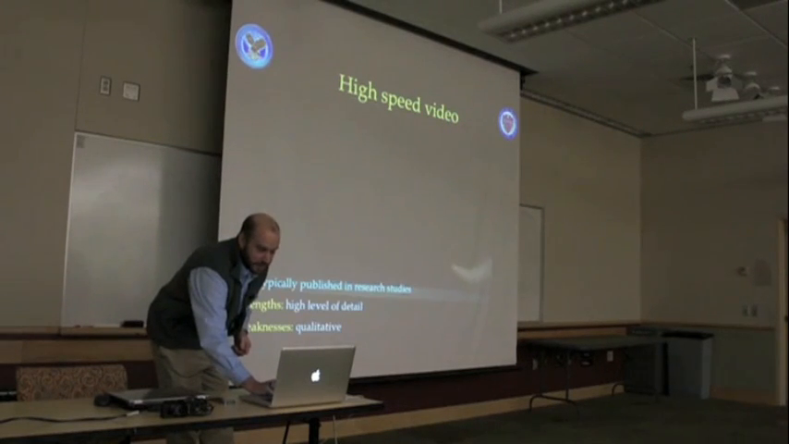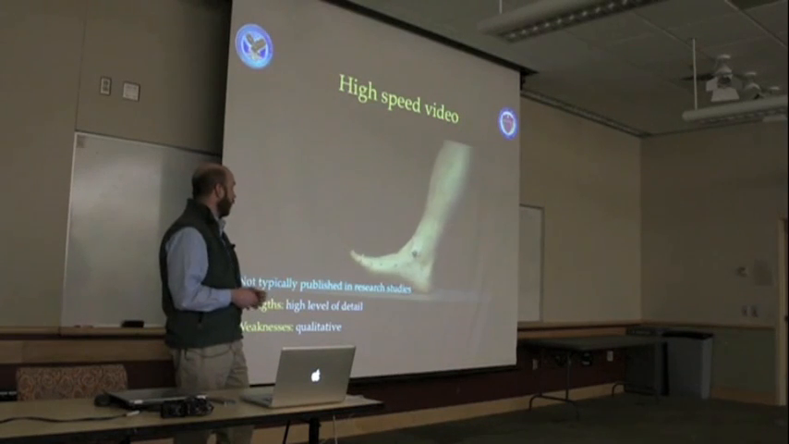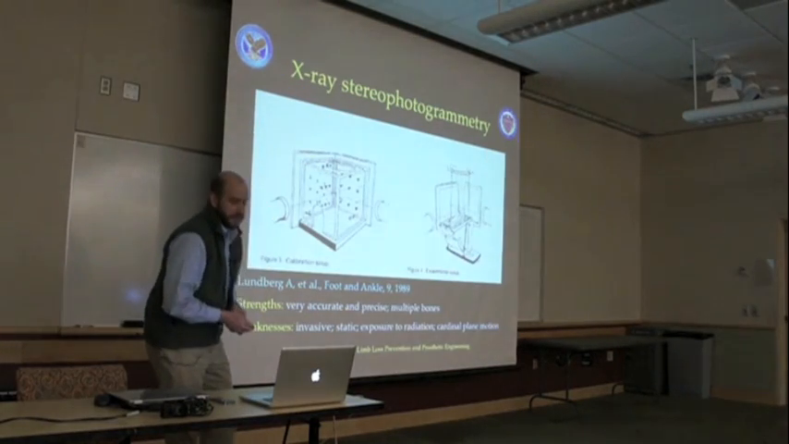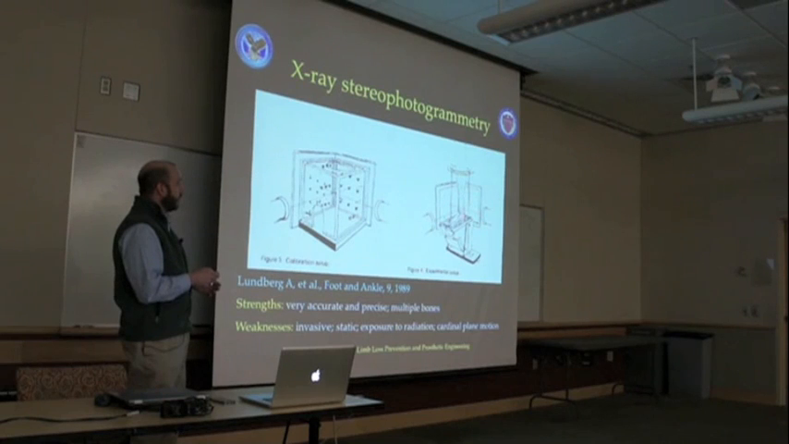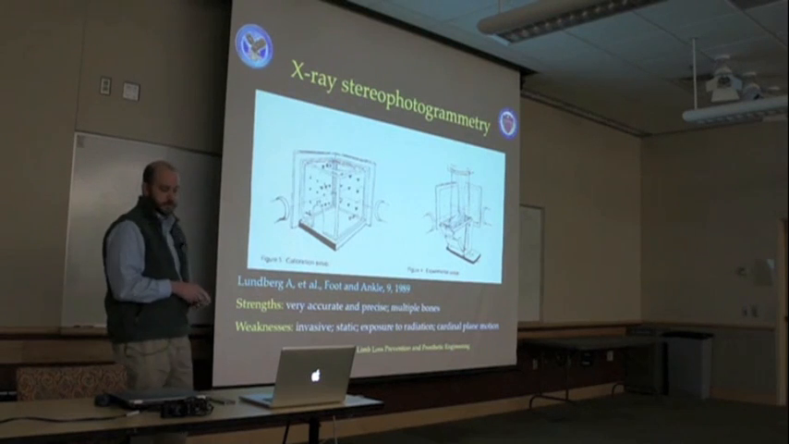High-speed video is great, but it's not actually published in most research studies because it's very qualitative. You really can't quantify much when you're doing this. So to get back to quantitative motion analysis, people have looked at embedding metal beads into the bones of interest and then moving the bones through the field of view, through a range of motion. It's very quantitative, but the problem here is that it's highly invasive.